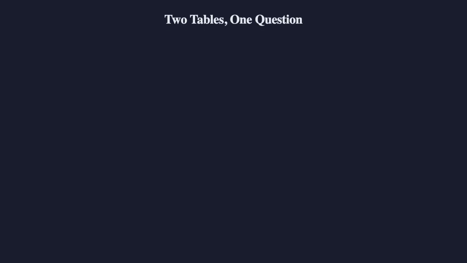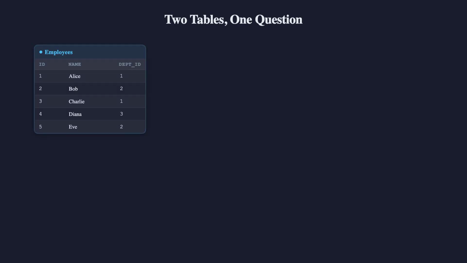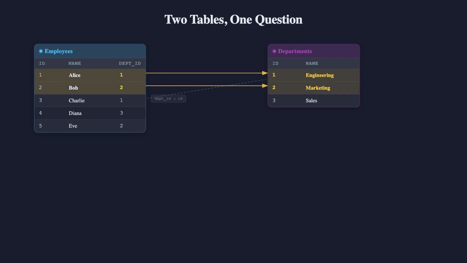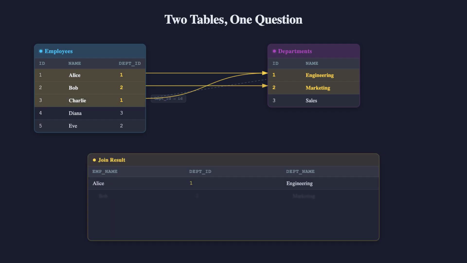Before we dive into algorithms, let's make sure we understand the problem. Here are two tables: employees with an ID, a name, and a department ID, and departments with an ID and a department name. The employee table has a foreign key department ID that references the departments table. When you write a join query, you're asking the database to match each employee with their department. Alice has department ID 1, which maps to engineering. Bob has department ID 2, that's marketing. Charlie is also in engineering. The database needs to find every matching pair and combine them into a single result row.